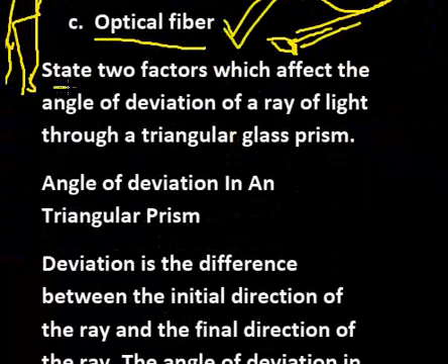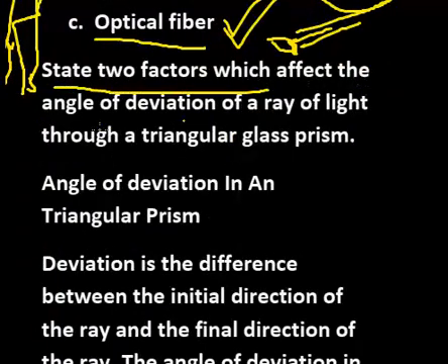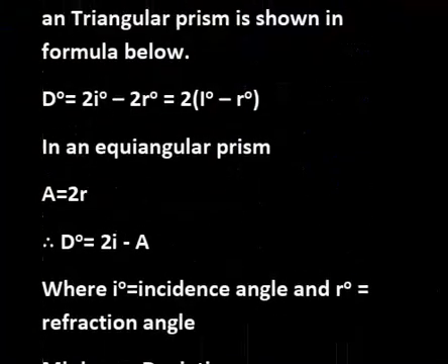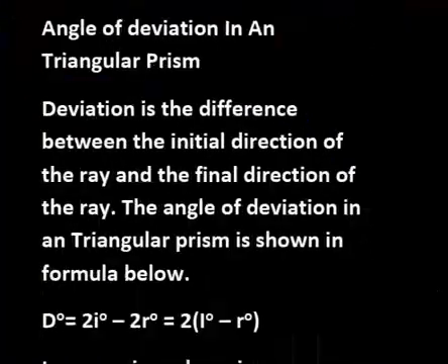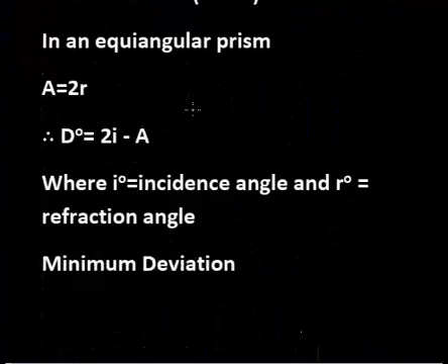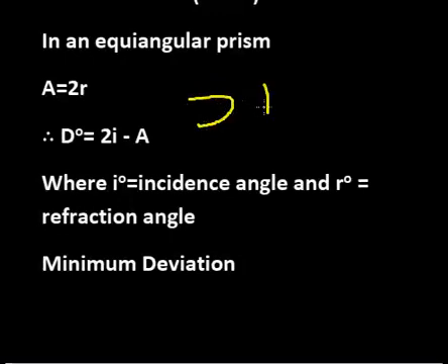Now, this is a question. State two factors which affect the angle of deviation of a ray of light through the triangular prism. So this is a question that one gets to tackle. I think we'll talk about angle of deviation. We're going to look at the triangular prism. Refraction in a triangular prism will be what we're going to be looking at in our next video.